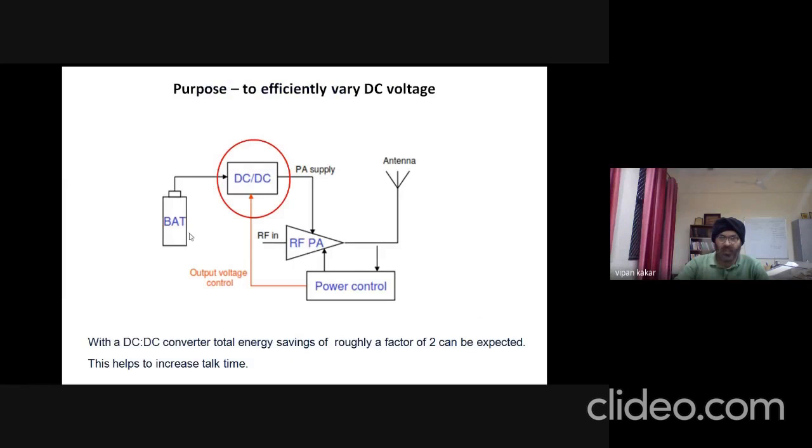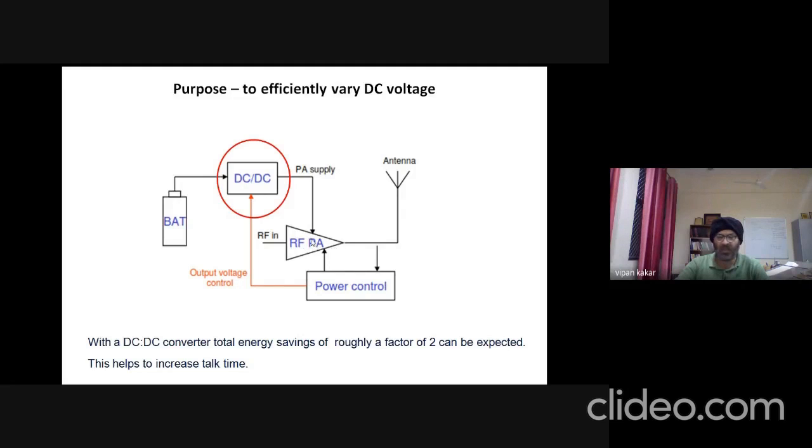Another option is that instead of directly connecting this power amplifier with the battery, why not have an intermediate DC to DC converter, which is used to connect this battery to the power amplifier. And then we have control circuits, which control the operation of the DC to DC converter and the power amplifier. So in that case, we can actually control the flow of power from the battery, which is fixed, to the power amplifier as per the requirement of the power amplifier. We'll see that later on.